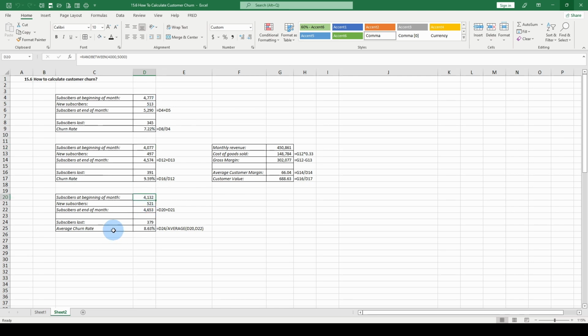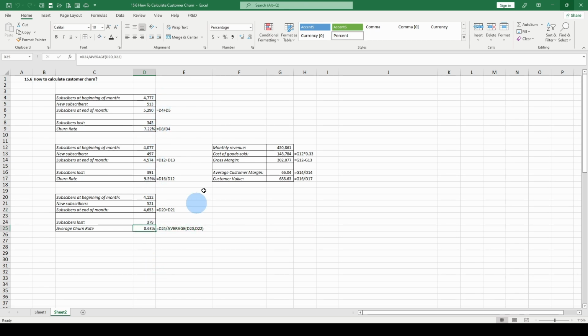And now we have subscribers at beginning of month. If I was really accurate, I would take these numbers and average them and compute this a little better. This is purely an example. So we have 4132. We have new subscribers 521, 4653. We have subscribers lost, 379, and we have D24 divided by average D20 by D22, and we have 863.